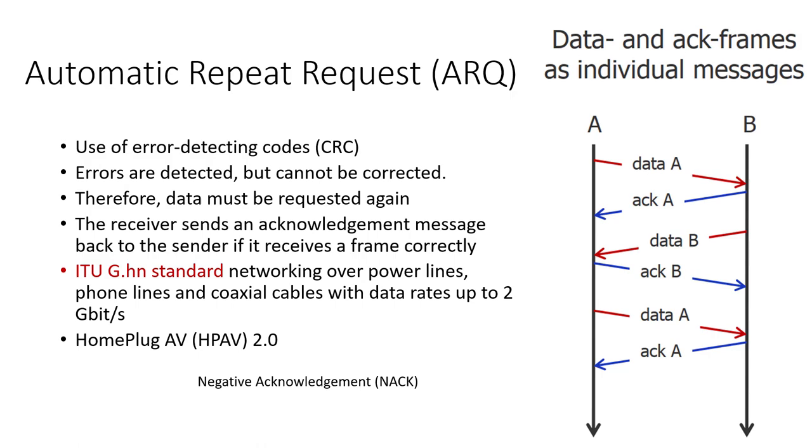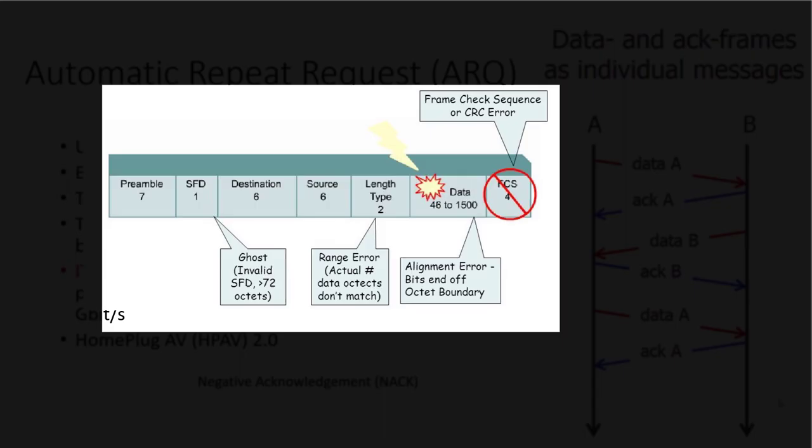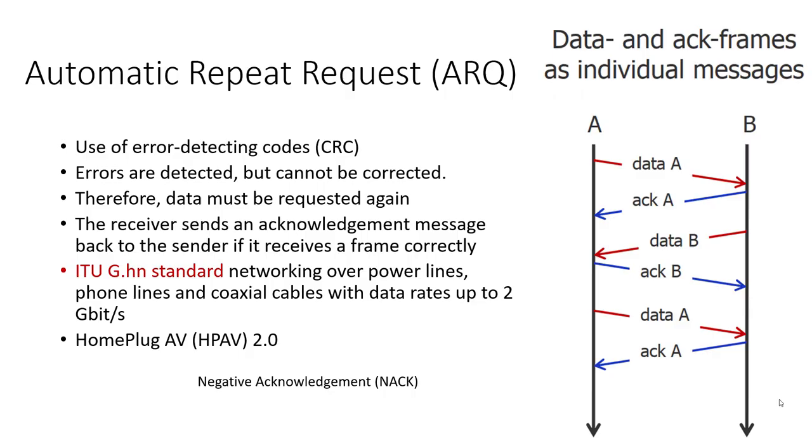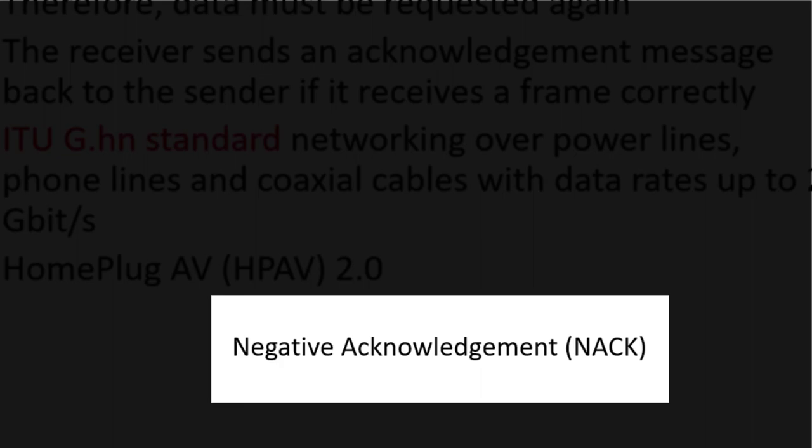Now, if either host A or B received a corrupted frame, they would not send an ACK, they would send a negative acknowledgement, or a NAK. Once that was received, a retransmission would occur.